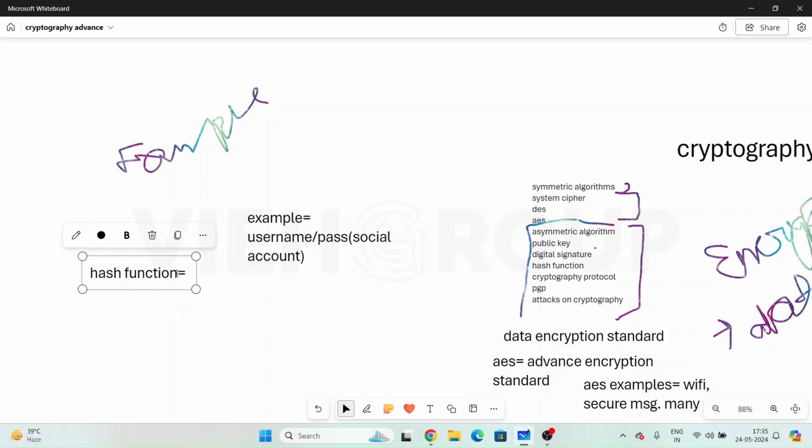Hash function. The first one is this turns data of any size into a fixed size.